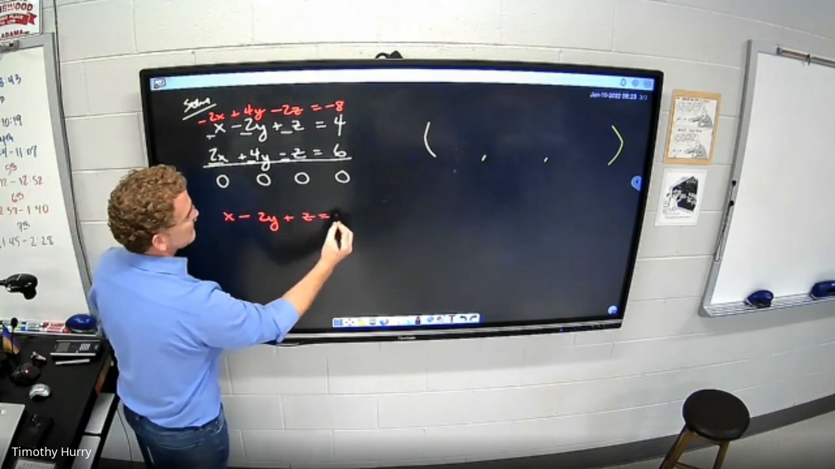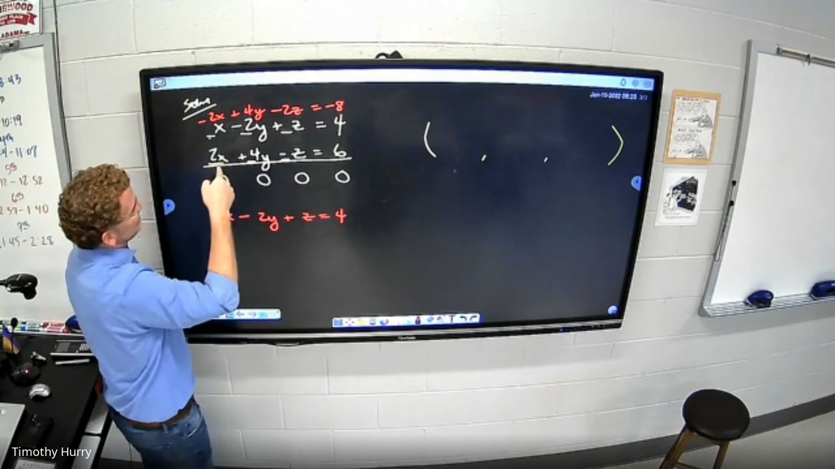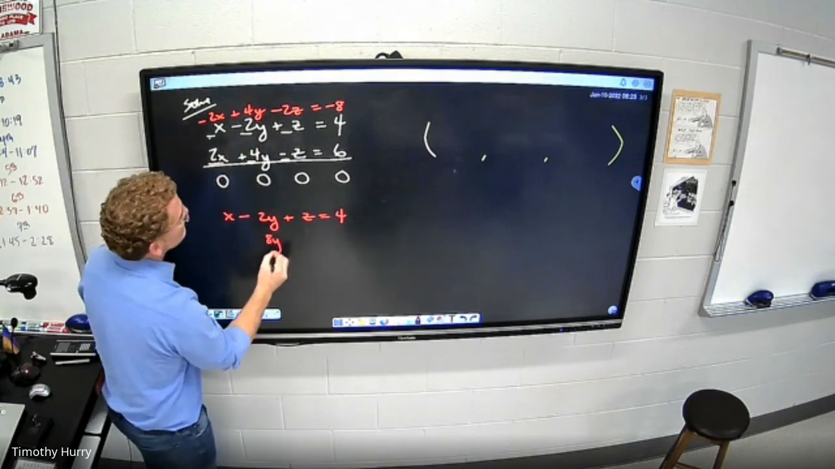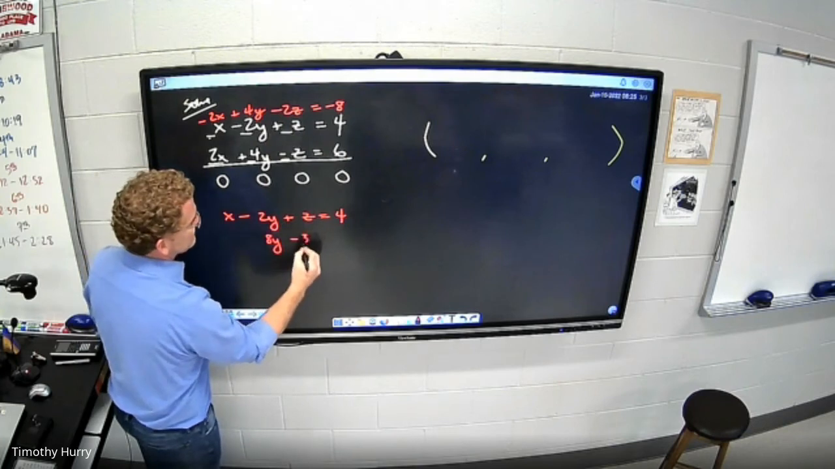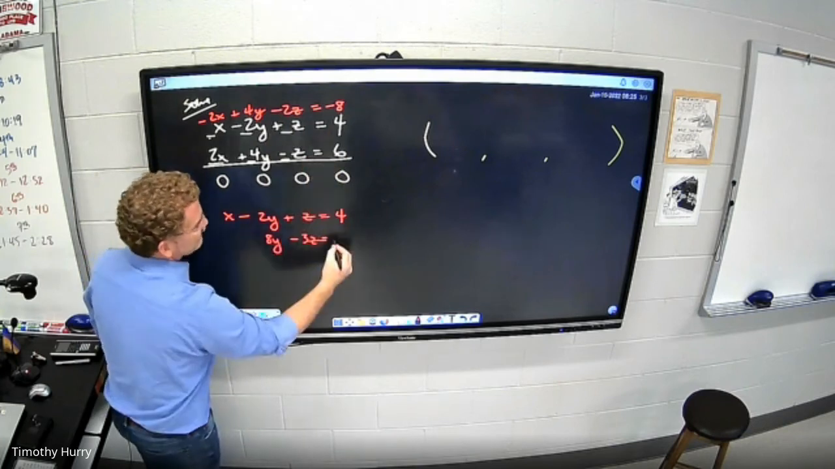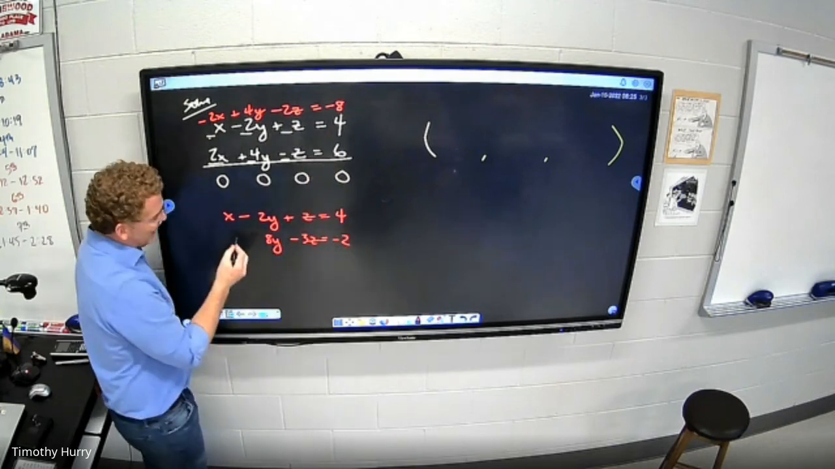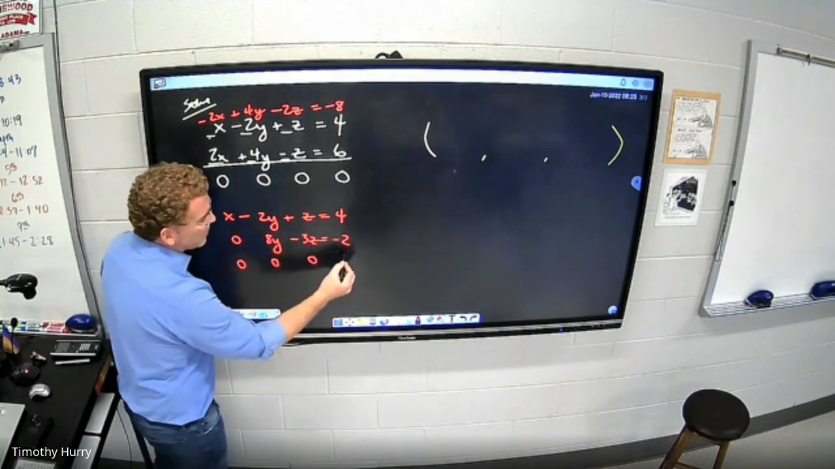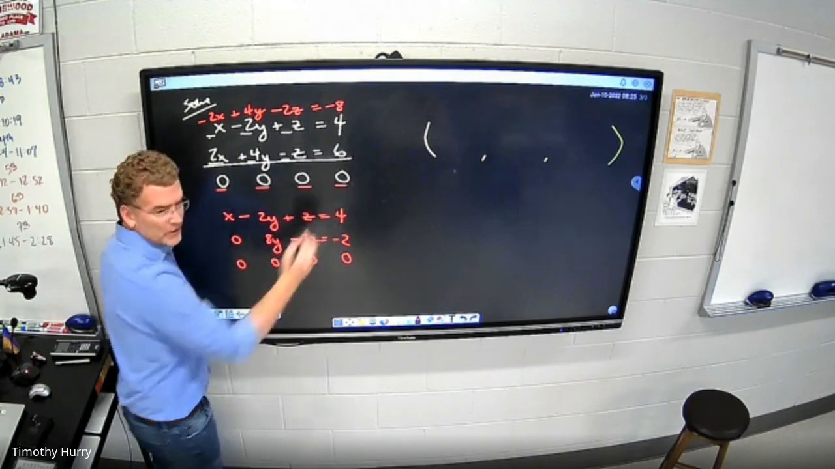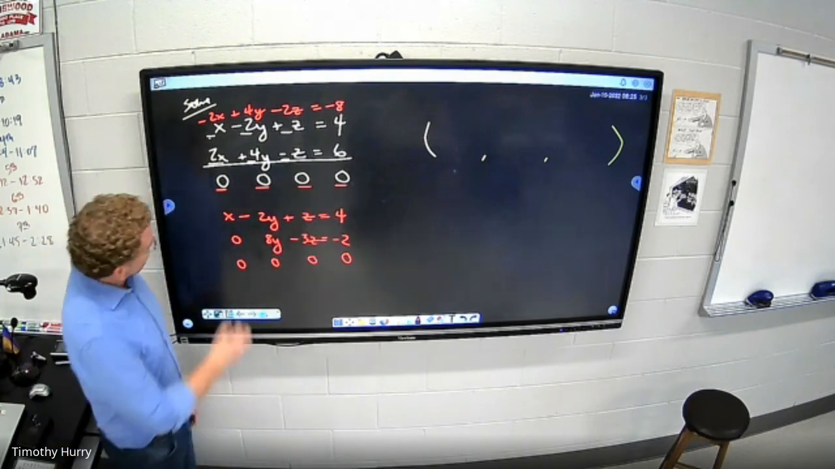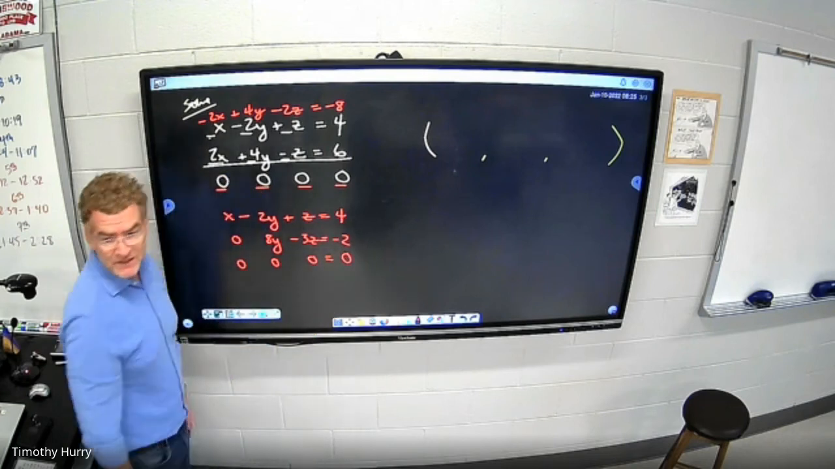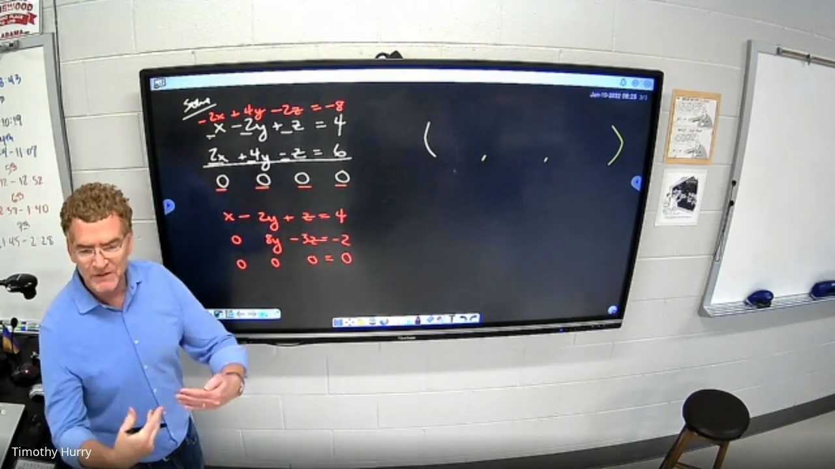This now becomes a 0x, so there's a 0 there, an 8y, a negative 3z, and a negative 2. And isn't that kind of what I wanted? So I'm treating it just like I did before. I'm imagining that there's a third equation that's all zeros. And look, I've got my 3 zeros. I've got that confirmation that there's infinitely many solutions. And what would I do now to start the process?